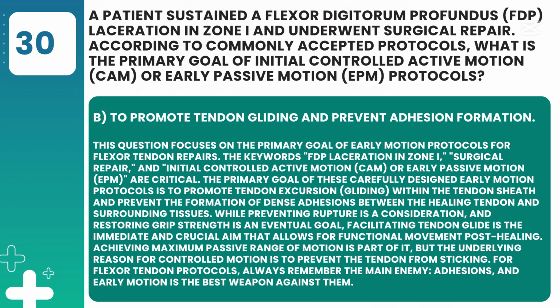While preventing rupture is a consideration, and restoring grip strength is an eventual goal, facilitating tendon glide is the immediate and crucial aim that allows for functional movement post-healing. Achieving maximum passive range of motion is part of it, but the underlying reason for controlled motion is to prevent the tendon from sticking. For flexor tendon protocols, always remember the main enemy, adhesions, and early motion is the best weapon against them.